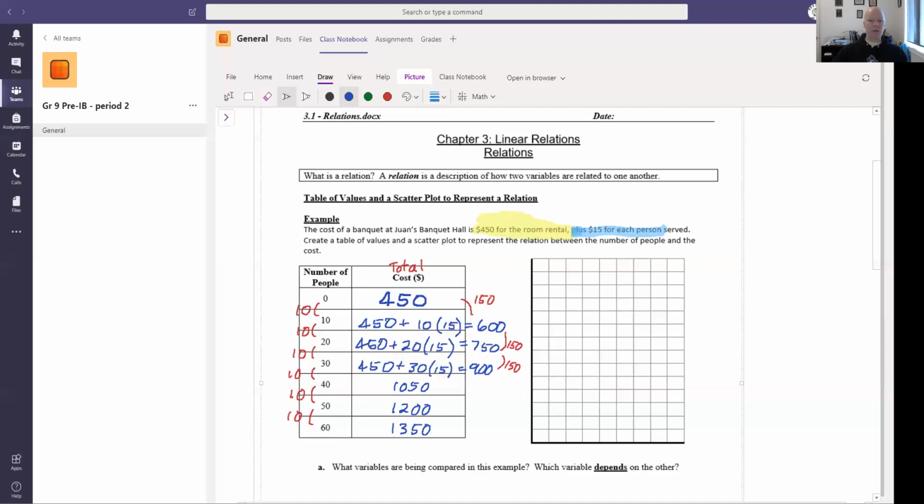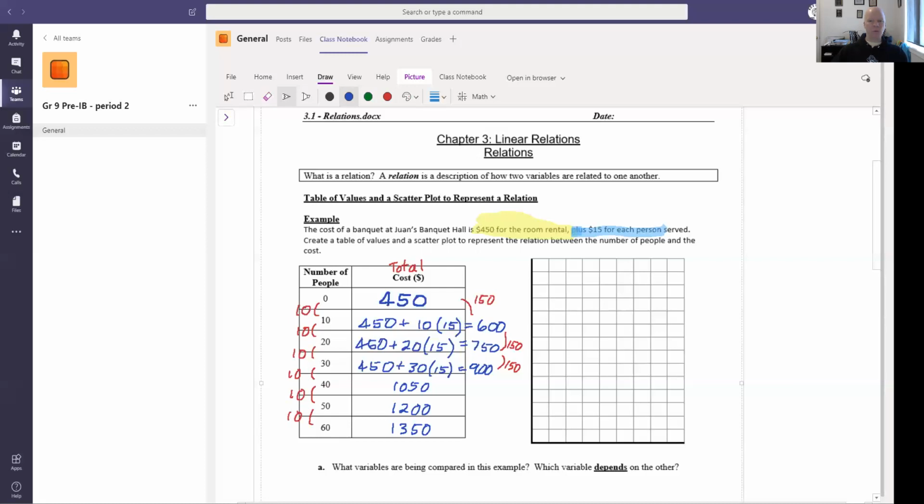Okay, so here we have all our values, and each of these values can be stated as an ordered pair. What's the total cost when 0 people attend? $450. What's the total cost when 10 people attend? $600. The total cost when 20 people attend is $750. Total cost when 30 people attend is $900. So that continues. So it looks as though the total cost depends on the number of guests.